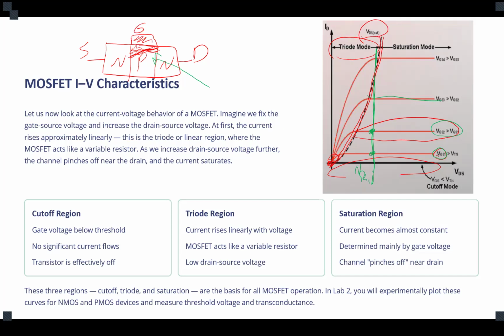Now, we normally use the MOSFET in saturation. Can anyone tell us why? One reason is related to the application of the MOSFET. Another one basically relates to the accuracy of what we need.